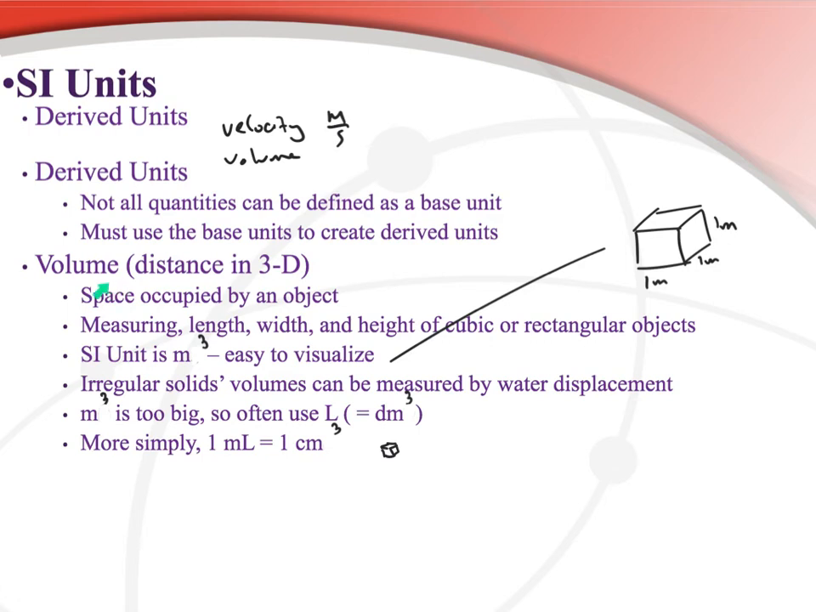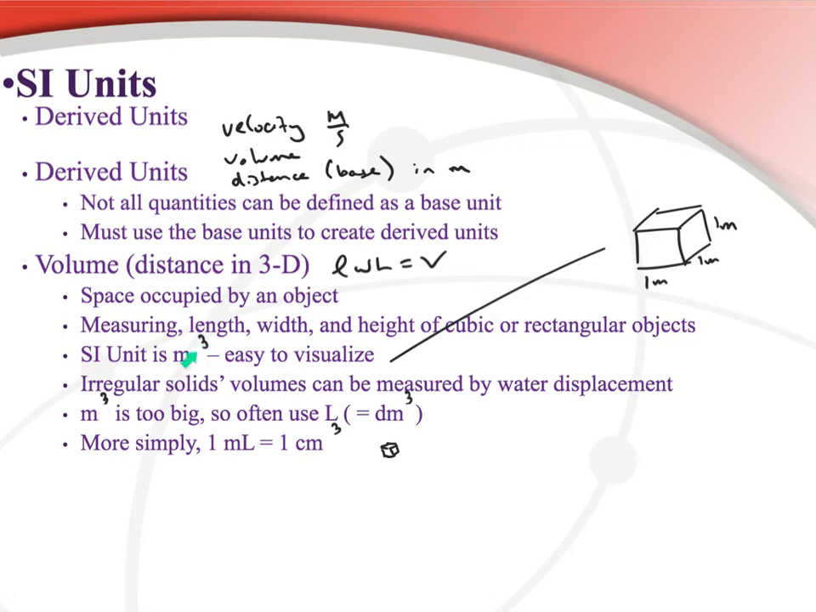So an example here is volume. Volume is really distance in 3D. We saw earlier that distance is a base unit, and it's measured in meters. So volume is just distance in 3 dimensions. We're thinking length times width times height is the volume of a regular shaped prism. The volume is the space occupied by an object, so we measure the length, width, and height of cubic or rectangular objects.